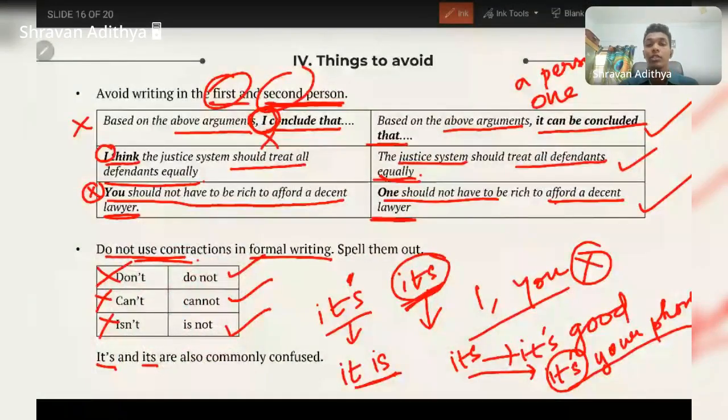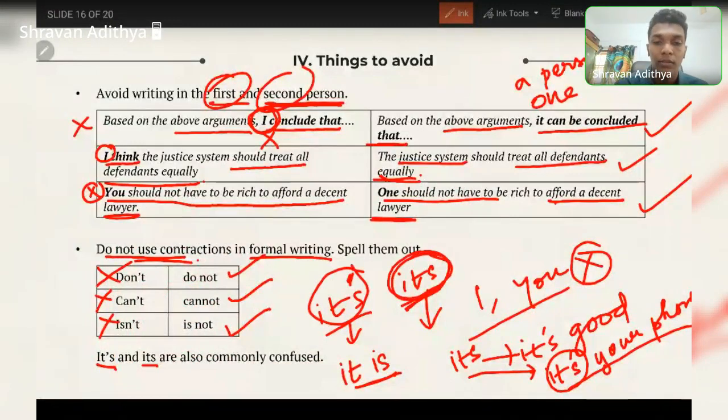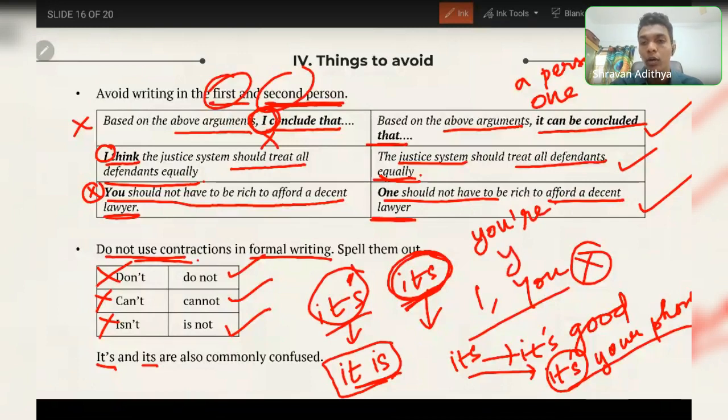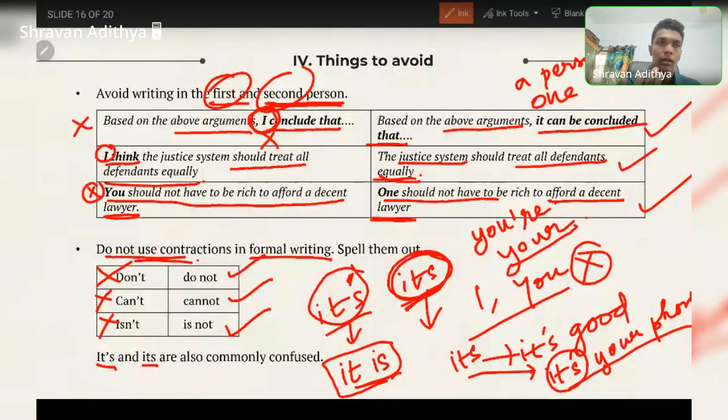Because the meanings are different for different things. Its is a possessive version. It apostrophe S stands for it is. The same thing goes for U apostrophe RE and YOUR. So your is again a possessive version. So your phone, your notebook, your computer, your mouse.